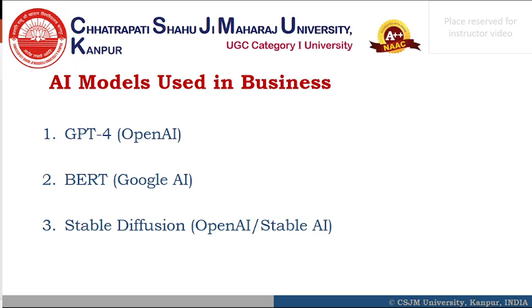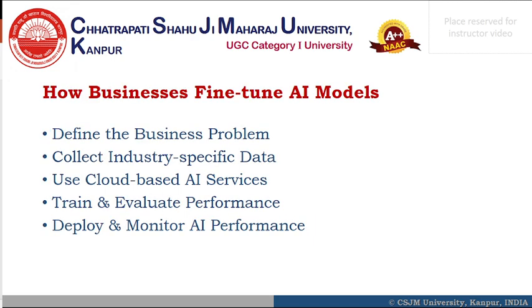So now let's dive into how businesses fine-tune these models. Fine-tuning is not just about feeding AI more data. It's a structured process. Let's go through the key steps. The first one is to define the business problem, to identify what specific business challenge the AI needs to solve. For example, a bank might need AI to detect fraudulent transactions.